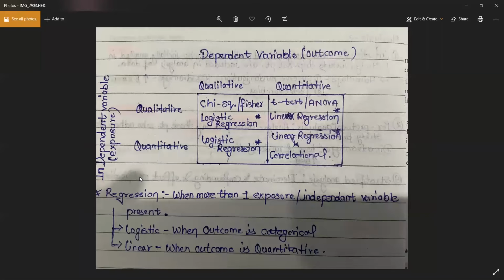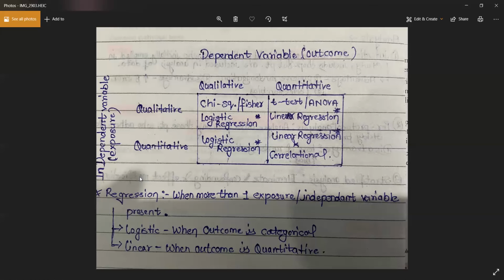So whenever you want to use a logistic or the linear regression, you always want to have multiple exposures. Like in the previous cases, we have divided the group on the basis of ethnicity, or on the basis of sex, male or female, or the ethnicity, black, white, or something like that, right? But now we divide the group on the basis of multiple exposures, like say one group is taking vitamin A, one group is taking vitamin B, and the other group is taking no vitamin. So multiple exposures are there, right?